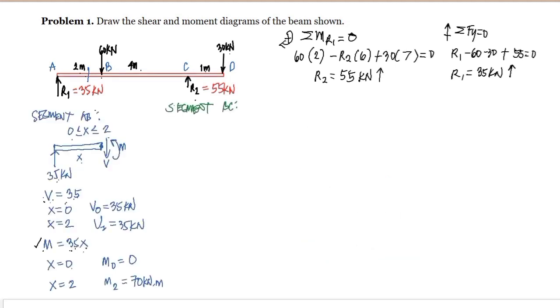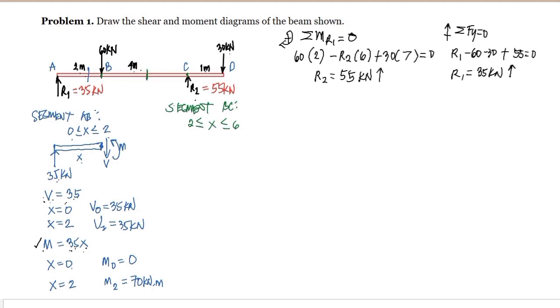For the segment BC, galing tayo dito sa point B hanggang sa point C. So ano yung magiging limit natin dito? Since si point B is 2 meters from the point A, magsisimula tayo sa 2 and then mag-i-end tayo dito. Yung total distance natin is 6. So it's 2 plus 4. So our limit here is from 2 up to 6. So, for segment BC, magkakaroon tayo ng cut somewhere here between point B and C.